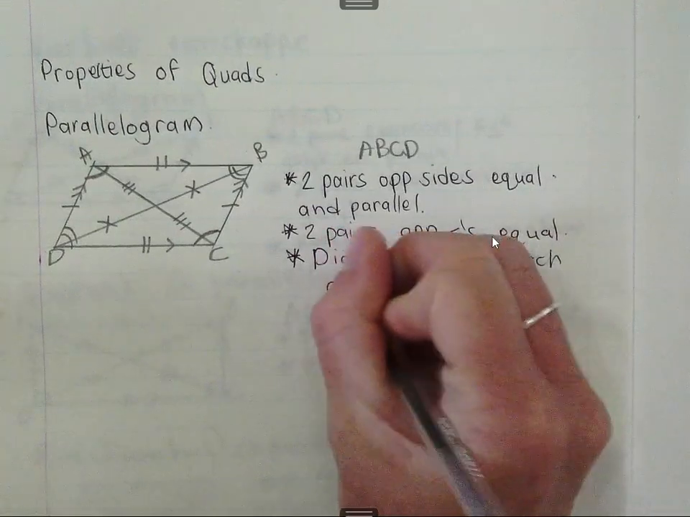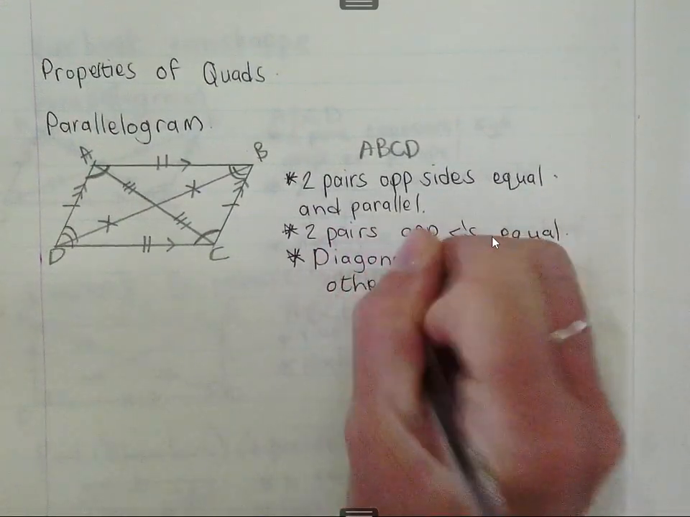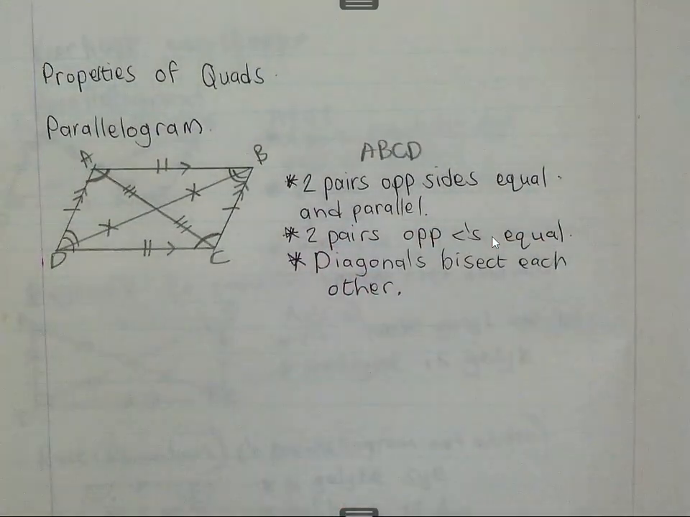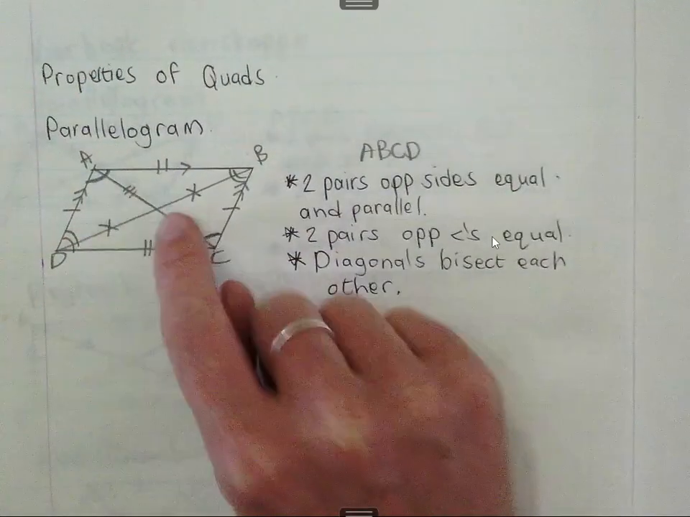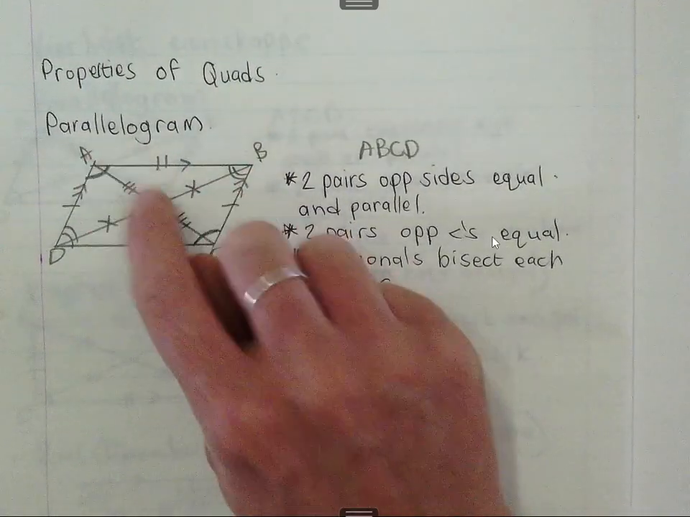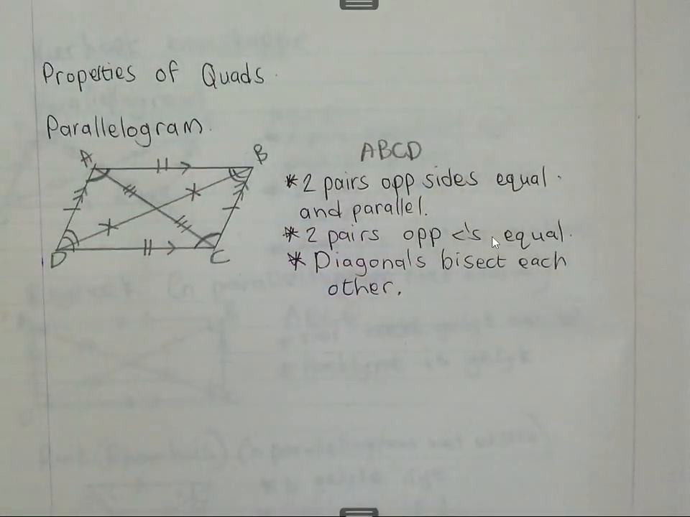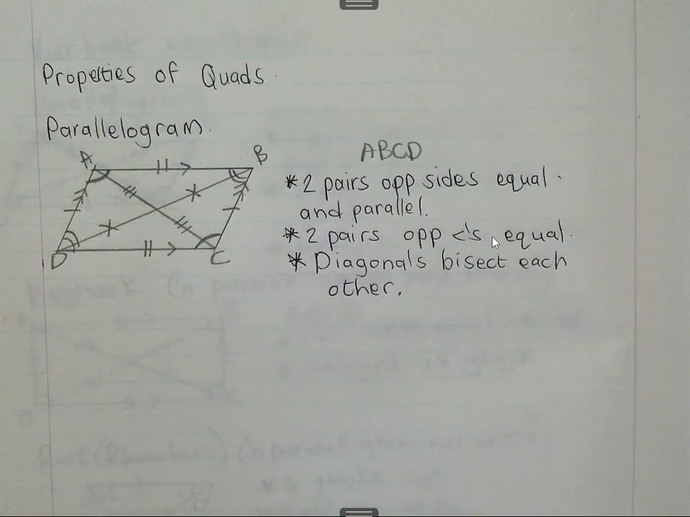What does bisect mean? Not just cut. Cut in half. Okay. That means this side is equal to that side and this side is equal to that side. Now, this is an extremely important property of all the doctors.